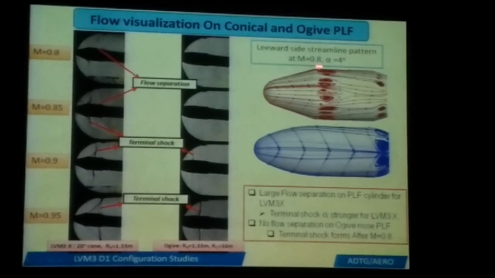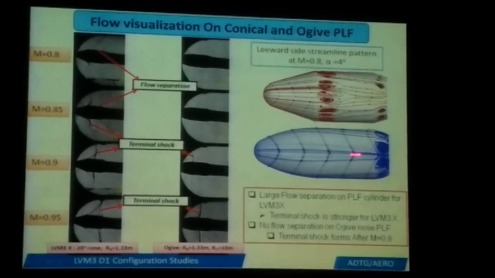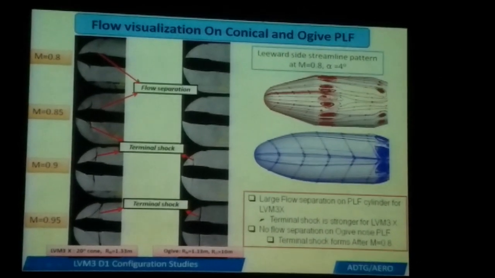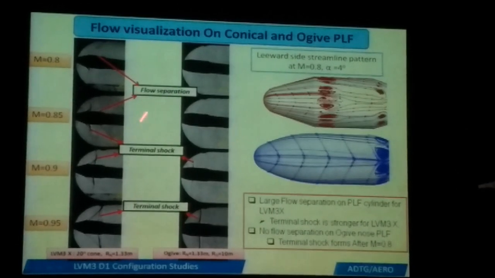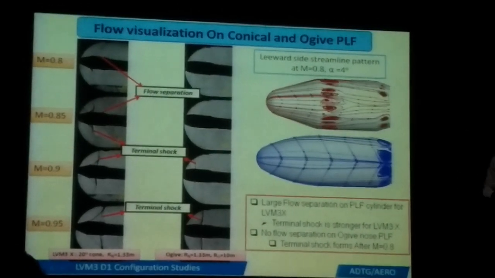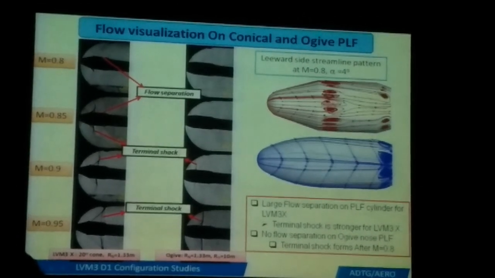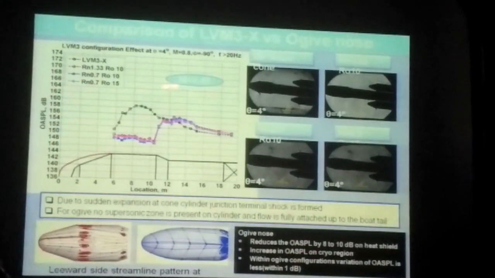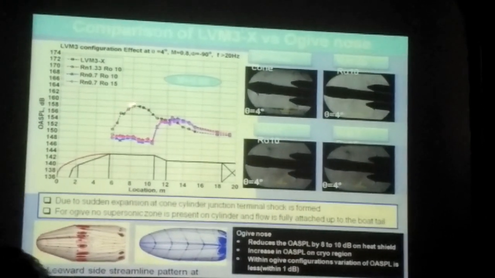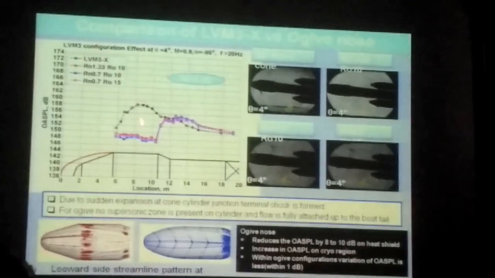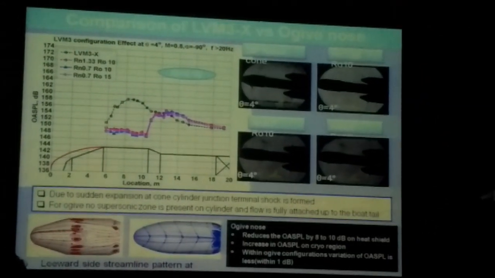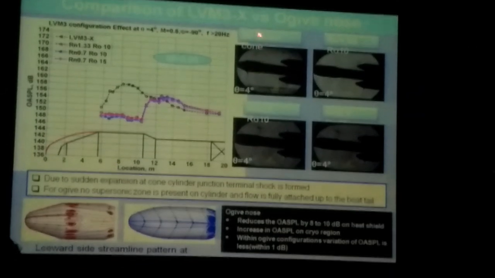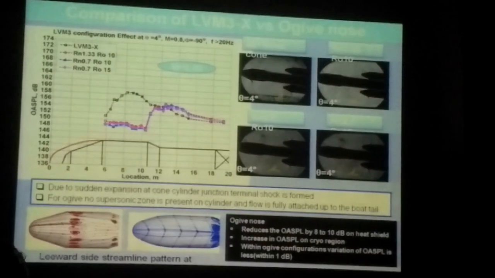There you can see here there is some flow separation here at 0.8, whereas we don't see a very smooth type of flow here on the heat shield. Of course, the motor will have some separation, and you can see here the structures are also very weak because it is a gradual expansion because of the ogive shape. And these are the acoustic levels. You can see here, this was the previous, the straight nose cone, and the ogive nose cone. You can see substantial reduction in the acoustic levels, which is also visible in the shadowgraphs from the wind tunnel.